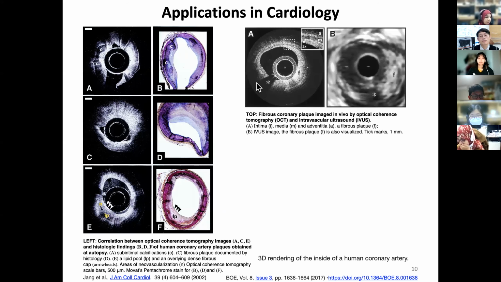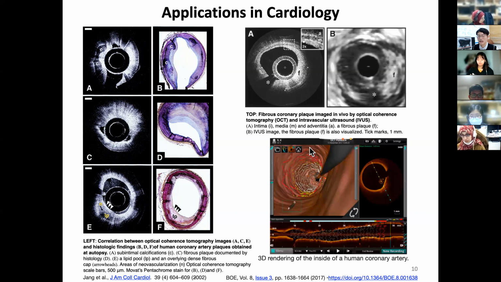But then there's a previous technology called ultrasound, called IVUS, which means intravascular ultrasound. And with this new technology, compare left and right, you can see way higher resolution in OCT, while ultrasound can see probably deeper into the tissue.